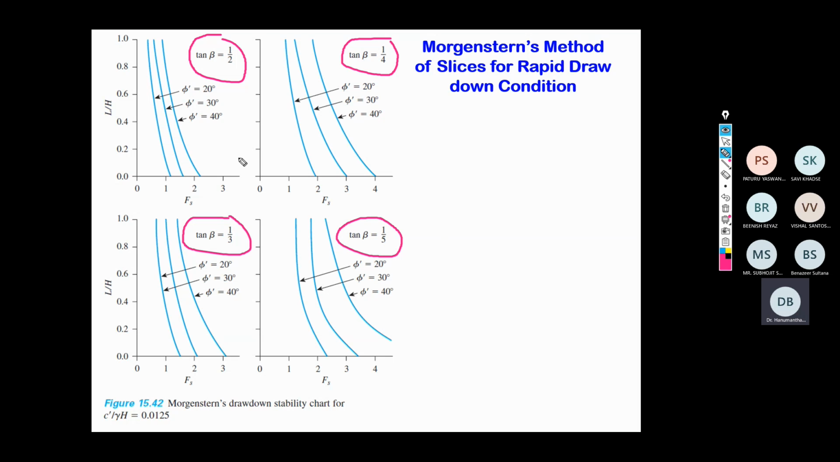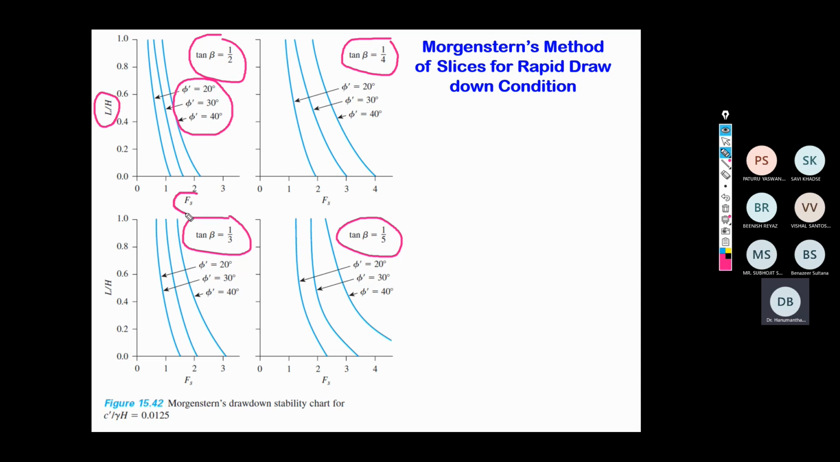On the other hand, another parameter that is accounted for in the drawdown case is the phi dash value. Another parameter accounted for is L by H, because this is a variable parameter. We do not know what is the level of water that is lowered from the top to the bottom elevation. This might vary from case to case, so it should be a function. Therefore they have taken L by H as one of the functions.